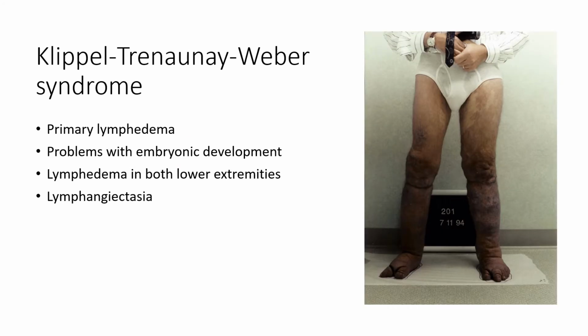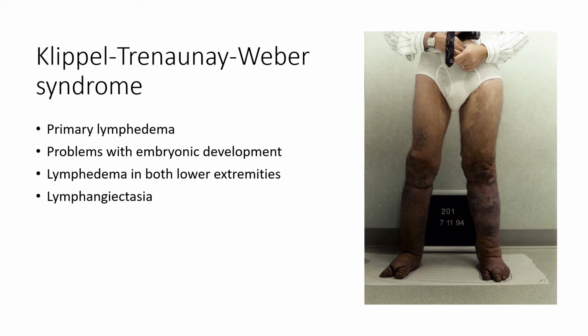The first pathological condition that we're going to talk about that results from primary lymphedema is known as Klippel-Trenaunay-Weber syndrome. So we don't know why this is caused. There may be a genetic component, there may not be. Most likely there is, because this syndrome is associated with problems with embryonic development. Not too much detail on what's going on with the embryonic development abnormalities, but there are issues.